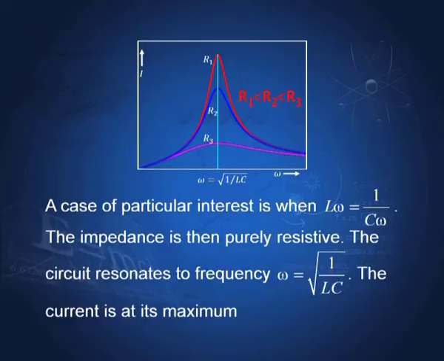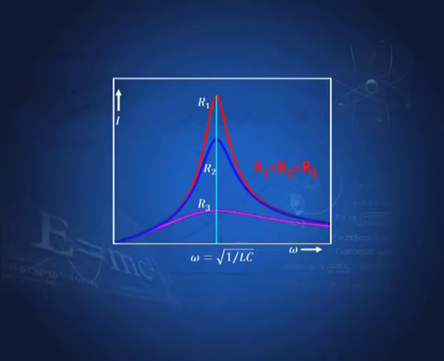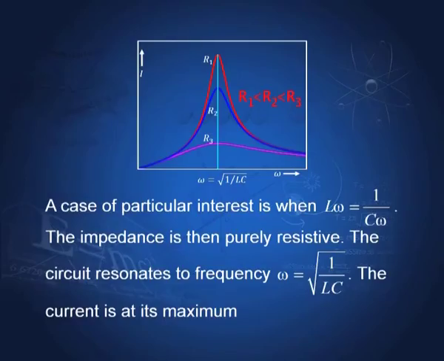I told you at that time that there cannot be a pure LC circuit, resistance had to be there. So in this case we have the resistance, and therefore the resonance happens at the frequency equal to 1 by root of LC. At that frequency the current shoots up. You can see the current is at its maximum when omega is equal to 1 by root of LC.